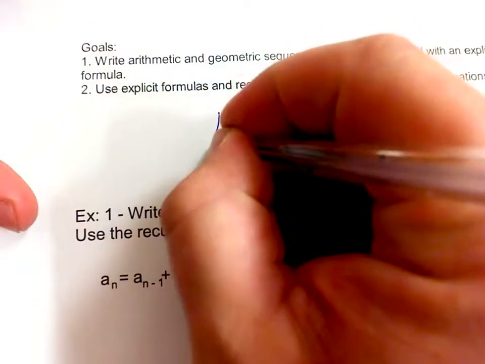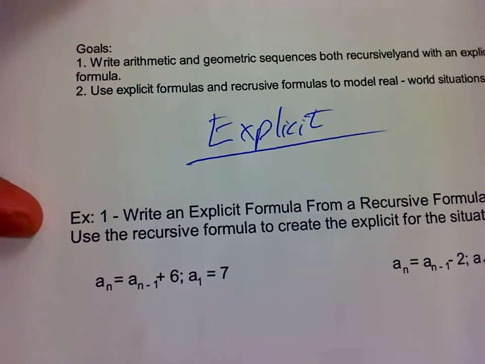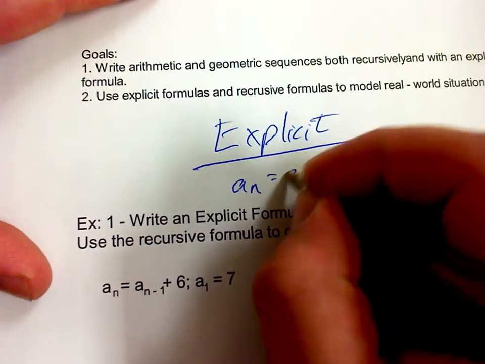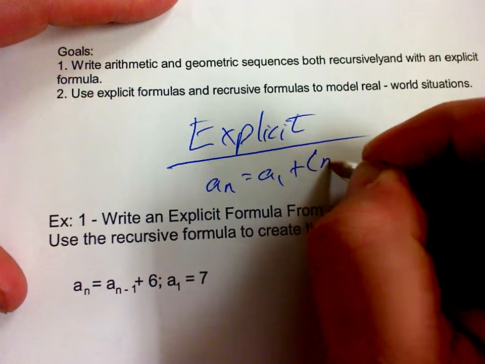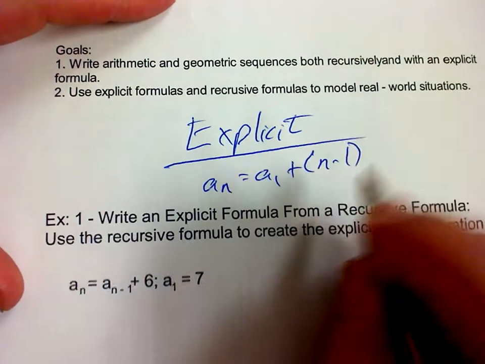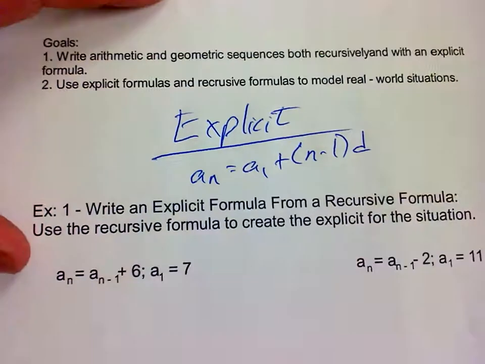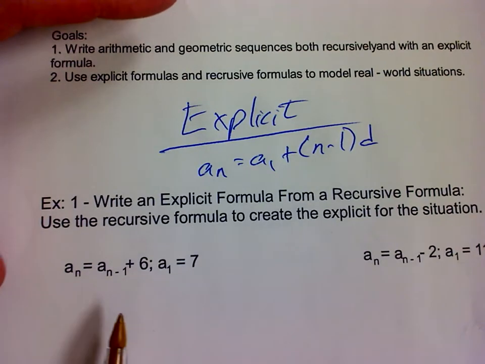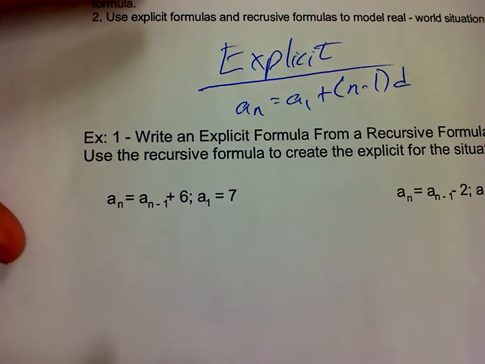So, as a little bit of a review from yesterday, we have that lovely explicit formula, which tells us to find a certain term in the sequence, we must take the first term in that sequence, add it to n minus 1, where n stands for the number term in the sequence, times the common difference d. Okay? So in our examples today, we're going to be looking to take a recursive formula and transform it into an explicit formula.